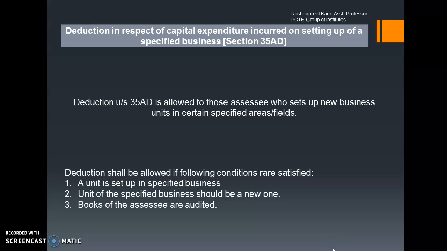Which all businesses are included there. So if the unit is set up in that specified business, and the unit should be a new one. If the unit is a newly set up unit, only then the deduction under section 35AD will be allowed, and the books of assessee should be audited.